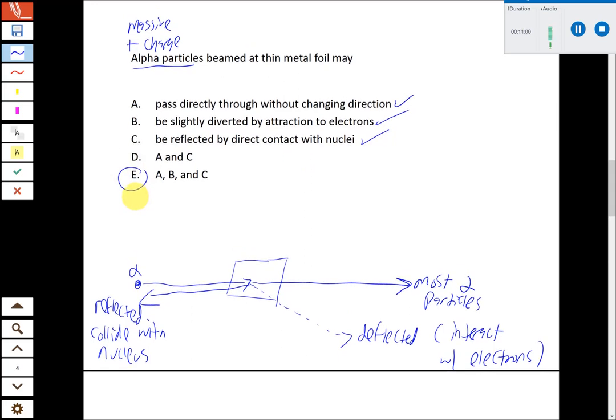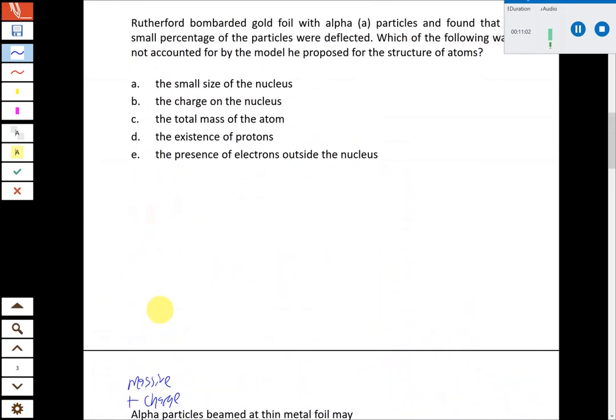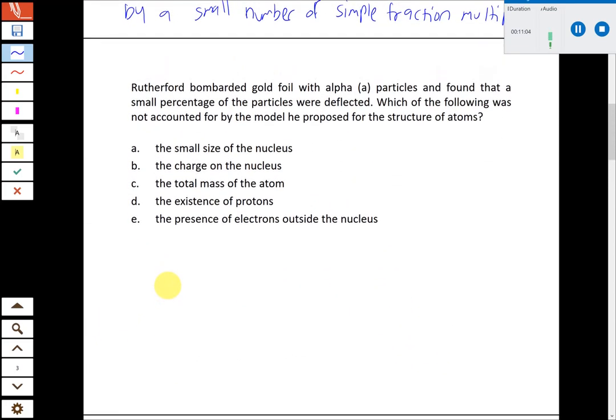Now that's what happens in the gold foil experiment. And the next question, going in reverse order for a second here, is sort of then understanding what were the conclusions that came from that experiment. So when you make those observations that I just described in the previous problem, what does that lead to in terms of the picture of the atom and some ideas about it? So he found that a small percentage of particles were deflected. That's what we just talked about. Which of the following was not accounted for by the proposed structure of the atom?